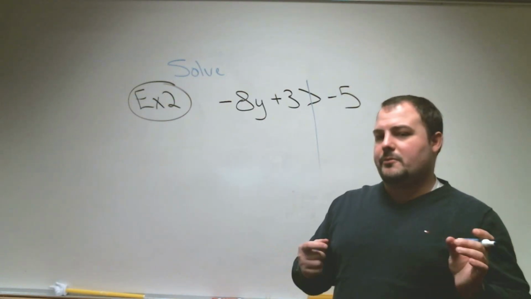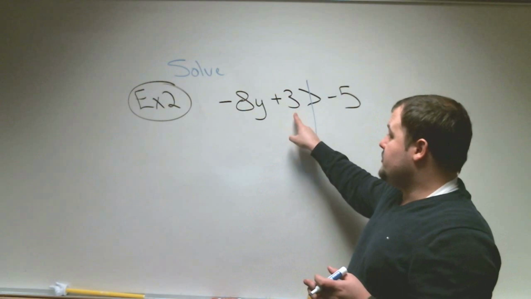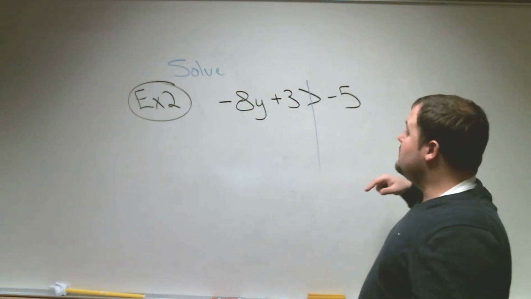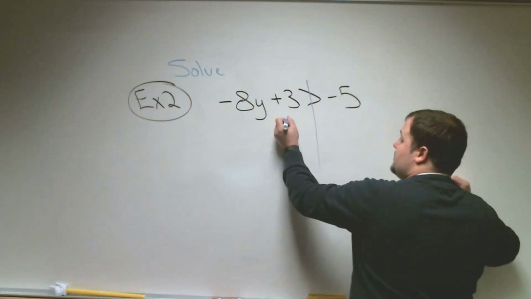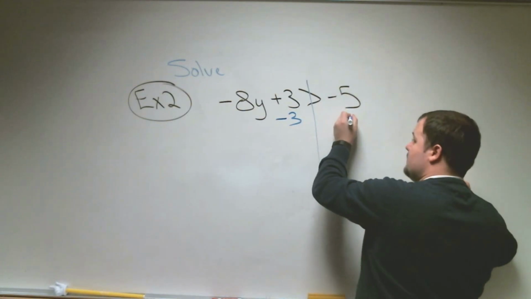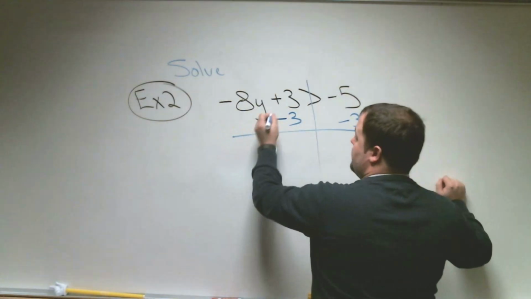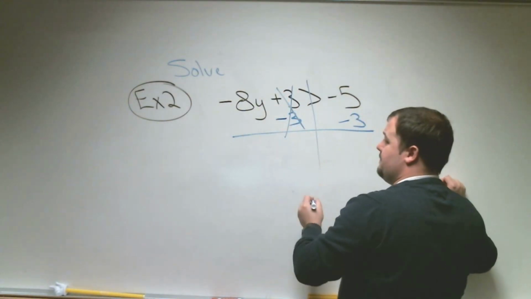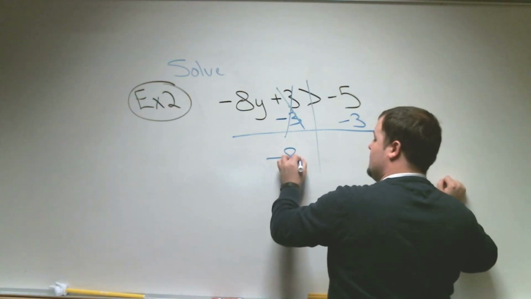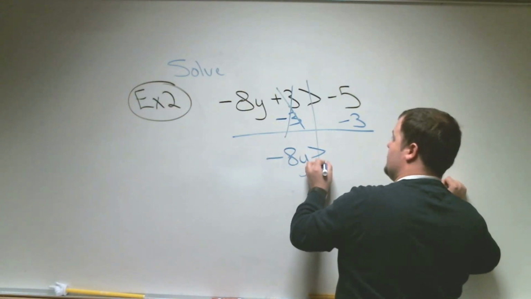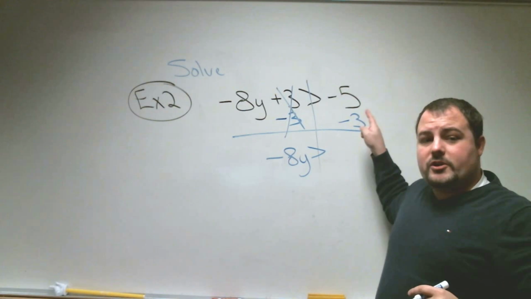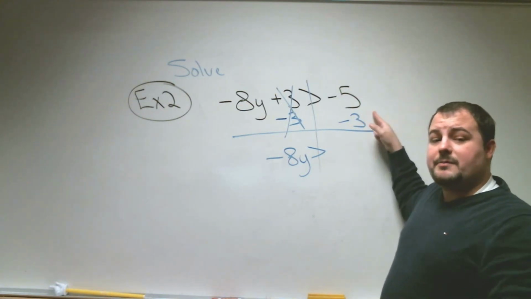Again, we always get rid of the number that doesn't have the variable, so we're going to get rid of the plus 3 first. To get rid of a plus 3, we subtract 3. 3 minus 3 cancels out. We have negative 8y is greater than. Now, this one is usually the ones that I'd like you to type in your calculator.